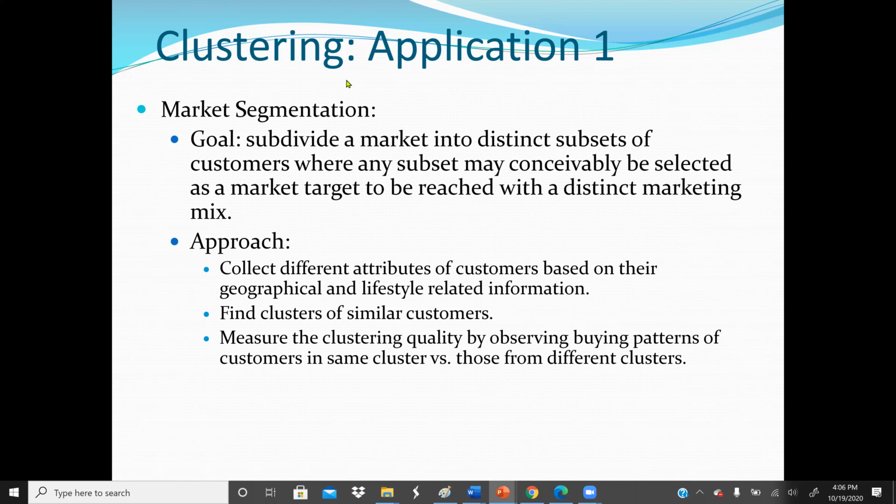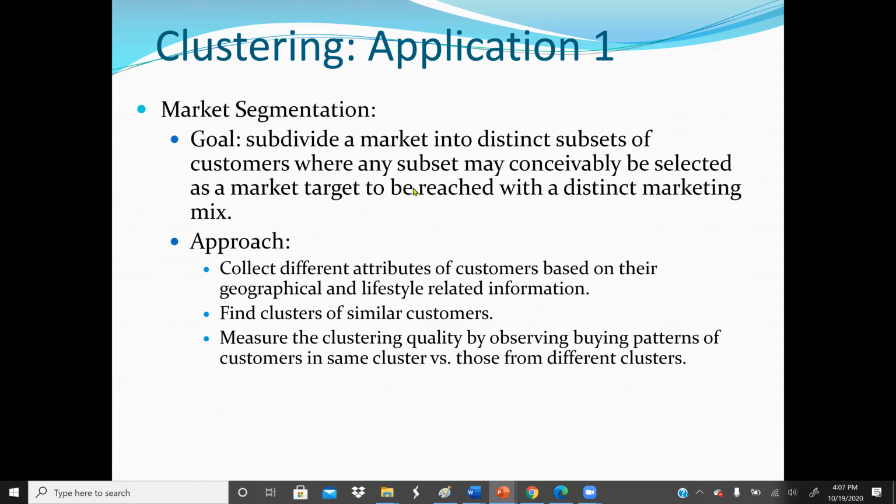If it's about their income, then based on their income. If it's about their expenses or purchasing power, then fine. So clustering is to divide items based on some similarity measurements. So the goal is to subdivide a market into distinct subsets of customers, where any subset may conceivably be selected as a market target to be reached with distinct marketing needs.